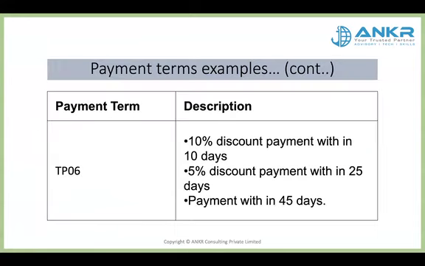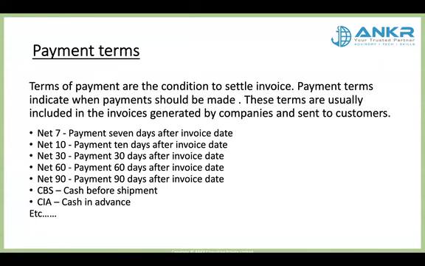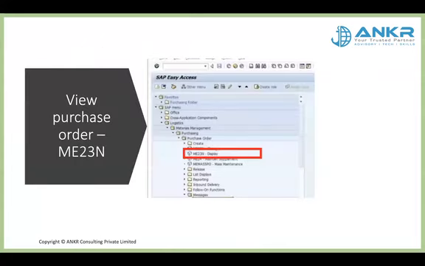Some terms are like this also, TP06, right? Which is like 10% discount if the payment is made in 10 days. This is all cash discount, an incentive for early payment: 5% discount if the payment is made in 25 days, and payment within 45 days. So 45 days complete payment, else you will get a discount of 5% or 10%. Similarly, you will find payment terms on the purchase order, which is very, very important, right? So this is how it is.